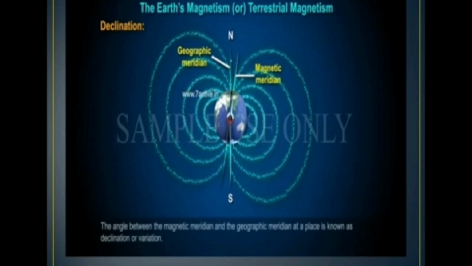Okay. So there is an angle between the two. The angle between the magnetic meridian and geographic meridian at a place is known as declination or variation. That is theta. That is what we are going to take as theta.